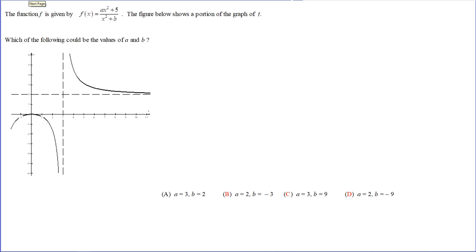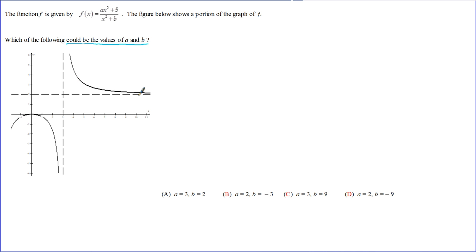All right, the next one. We've got the function f given by f of x is ax squared plus 5 over x squared plus b, and the figure below shows a portion of the graph of f. Which of the following could be the values of a and b? Here are our choices. The two key features on the graph we can see are the asymptotes. Let's take a look at them one at a time.